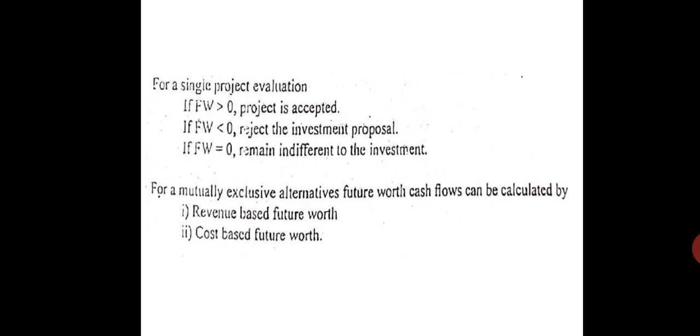So for a single project evaluation which you want to select, the future worth should be greater than 0, then the project is acceptable. If the future worth is less than 0, that is negative, then reject the investment proposal. And if the future worth is 0, then remain indifferent to the investment. For mutually exclusive alternatives, the future worth cash flows can be calculated by two methods. One is the revenue based future worth method, and second is the cost based future worth method. Revenue means what we are going to earn.